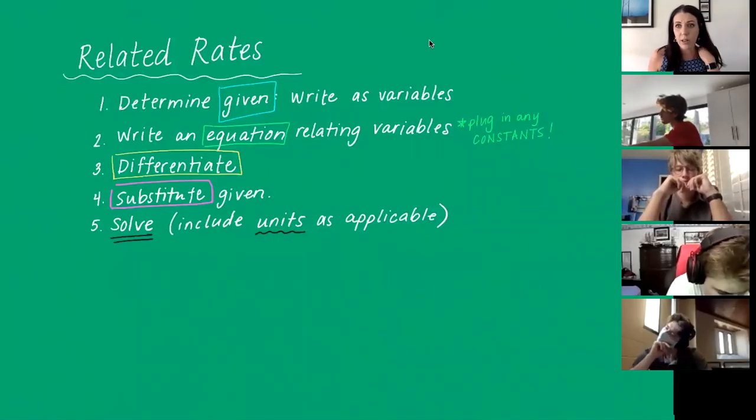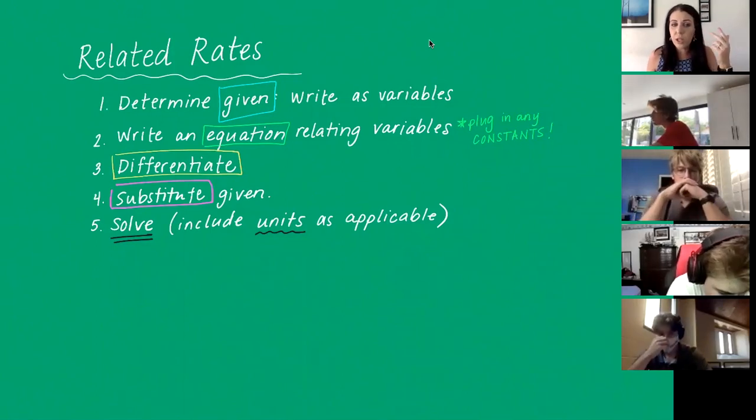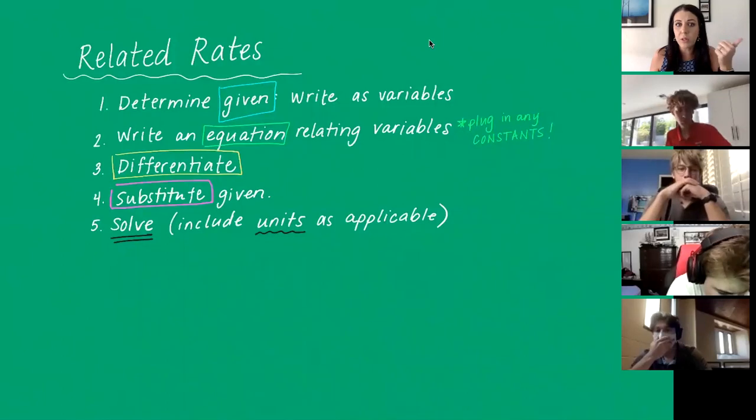So just a reminder, related rates: first we read the problem, we determine what's given, we write it as reasonable variables, we write an equation that relates those variables, we take derivatives and we substitute back in our given information, and then we solve using units.